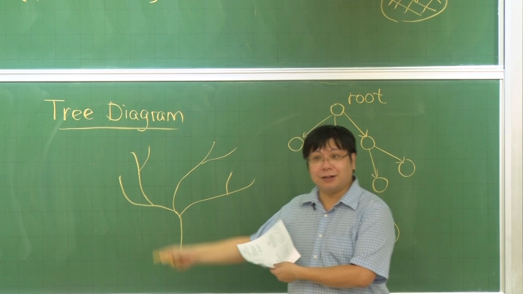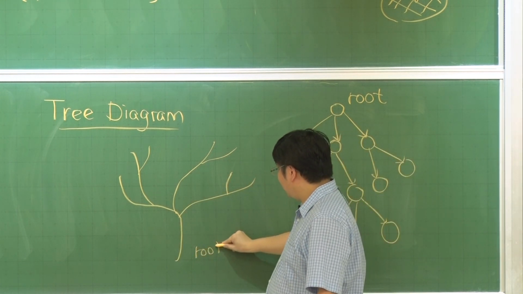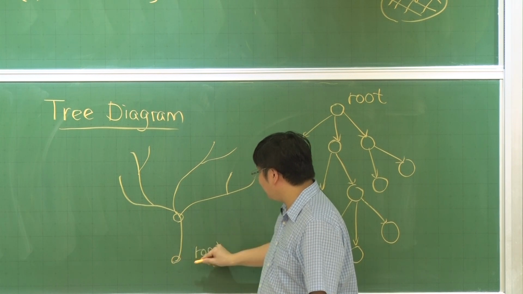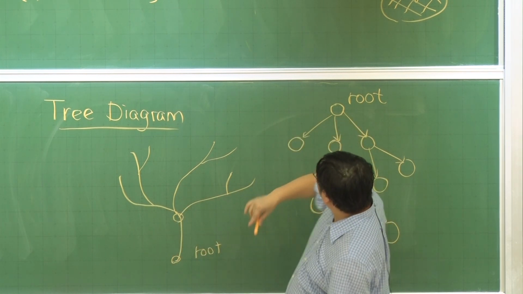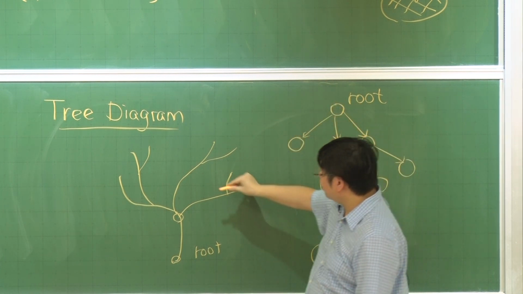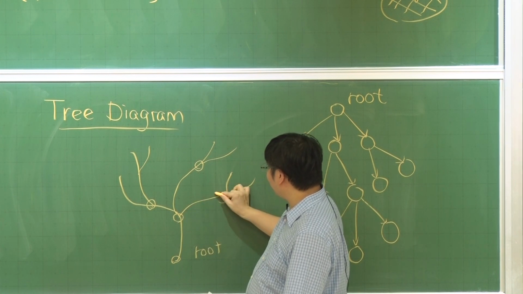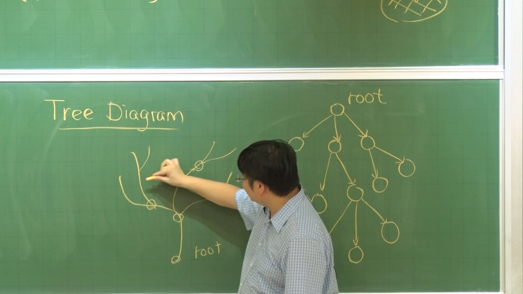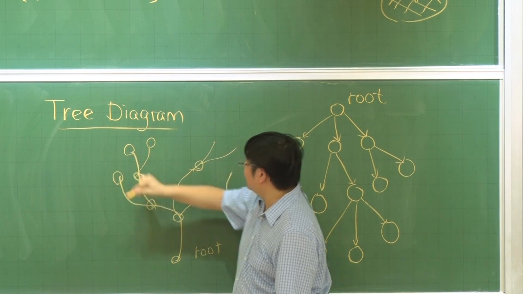Something like this. Is it okay? So you have a root here, and then there are some children here. The root here is not exactly the same as this one, but if you imagine it looks like this, okay? So for this node, you can have this one, this one, and this one. For this one, you can have this one, this one, and this one. Is that okay?